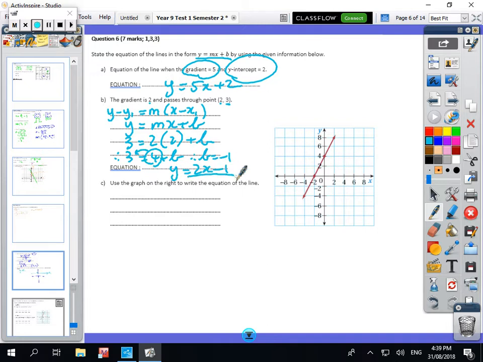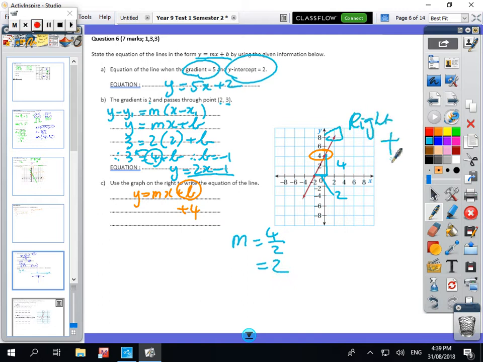And then next one, y equals mx plus b. b is 4, so it's going to be plus 4. And we need to find the gradient, so the rise is 4 and the run is 2, so the gradient is 2. It's heading up to the right, so the gradient is positive, so the answer is y equals 2x plus 4.